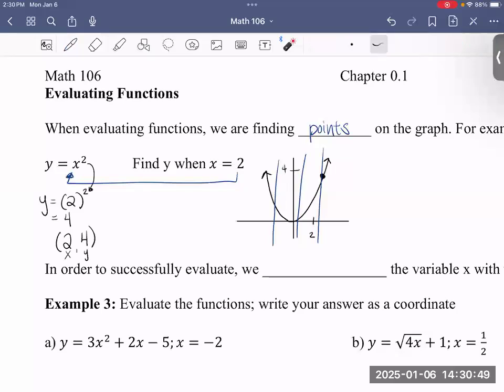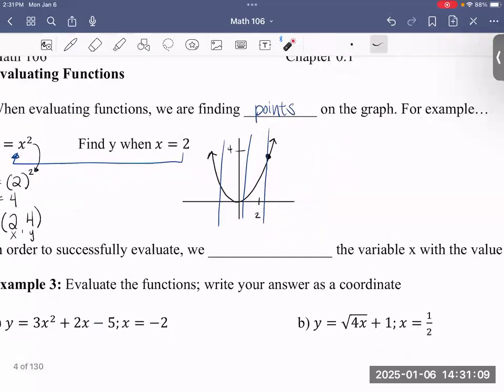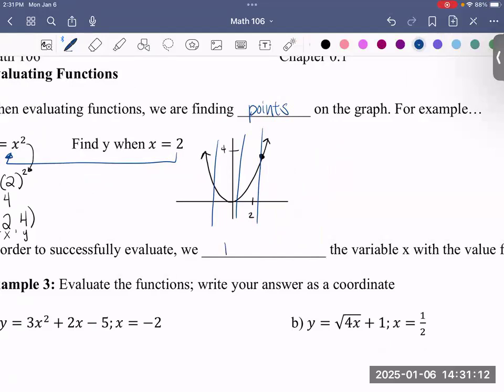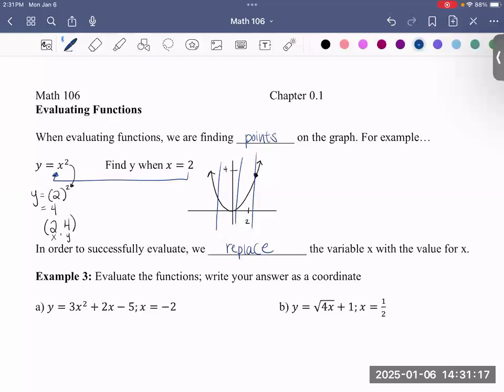And the reason why we want it to pass and figure out as a function is that we want to make sure that the one x value that we pick only maps to one y value. So we have, by definition, we know the exact solution, the exact counterpart. So in order to successfully evaluate, all we have to do is replace the variable x with the value. So that is all we did here, was replace your x with that value. And all you come up with is the particular point 2, 4.